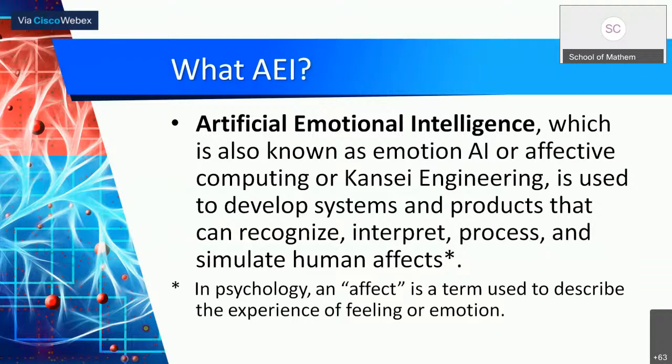So I'll go with the definition: artificial emotional intelligence, which is also synonymously called emotion AI or affective computing. When it is applied in engineering, it is aimed at developing systems and products which can recognize, interpret, process and simulate human affects. The word affect is a kind of experience, the feelings or emotions that you experience. The term is taken from psychology.